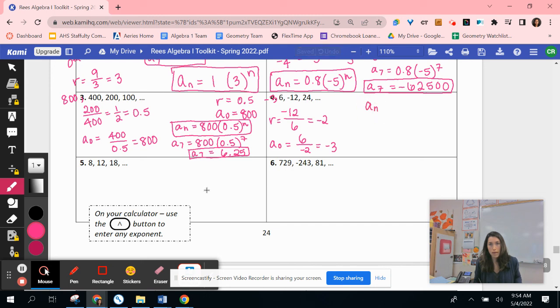So a sub n equals our 0th term multiplied with our common ratio to the power of n, our 7th term, and then put that in your calculator, and that gives us 384. And here's your equation. So now you can go ahead and try some of the problems in your packet.